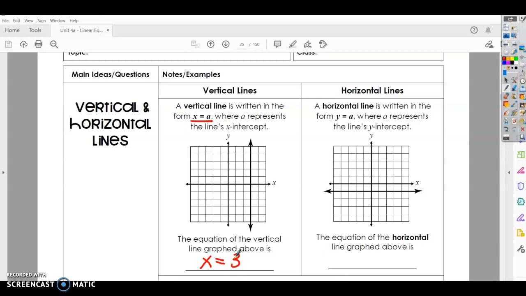And a horizontal line doesn't have an x. A horizontal line is written in the form of y equals a, where a represents the y-intercept. So you can see here you drop down to negative 1. So this one is just a line, y equals negative 1. So in this equation there's no x and there's no m. So that's just how you write a horizontal and a vertical line.